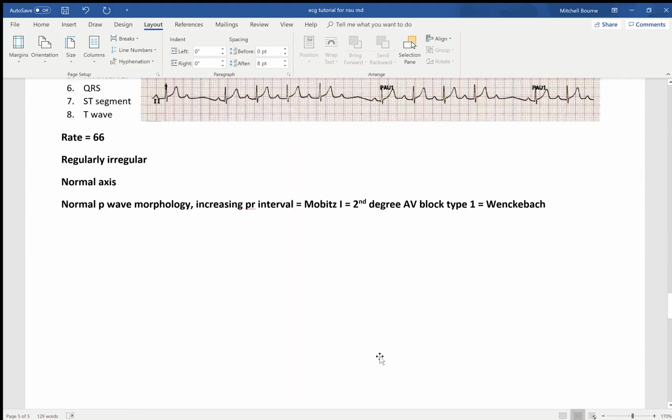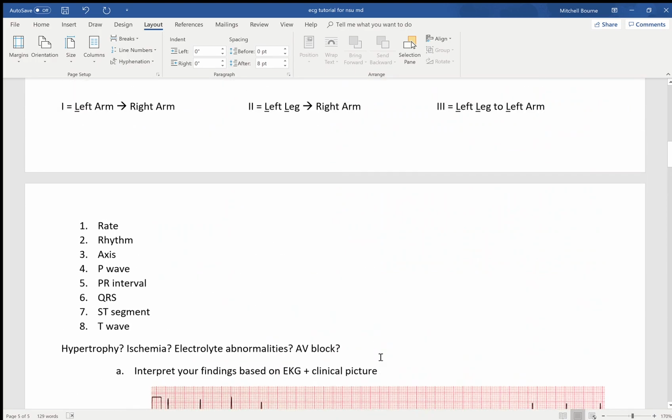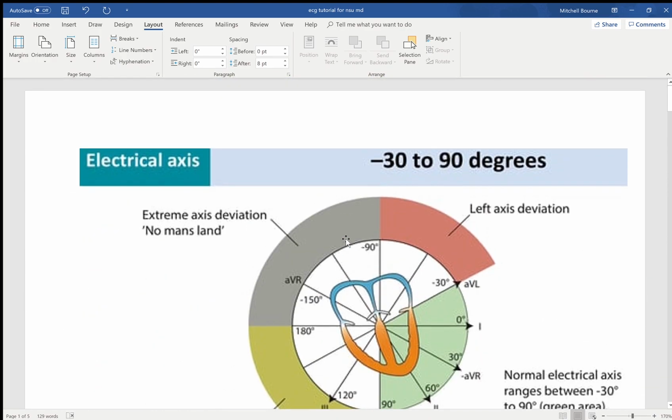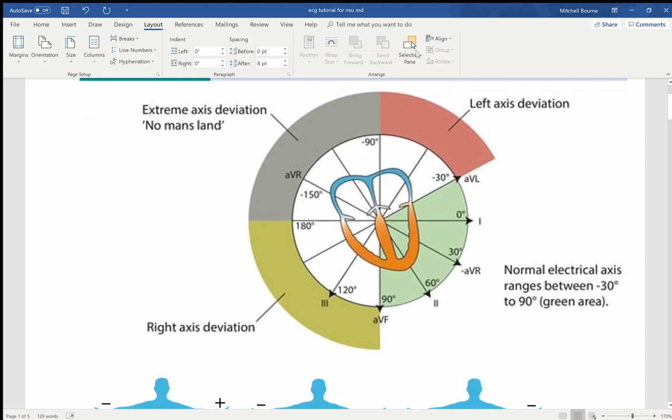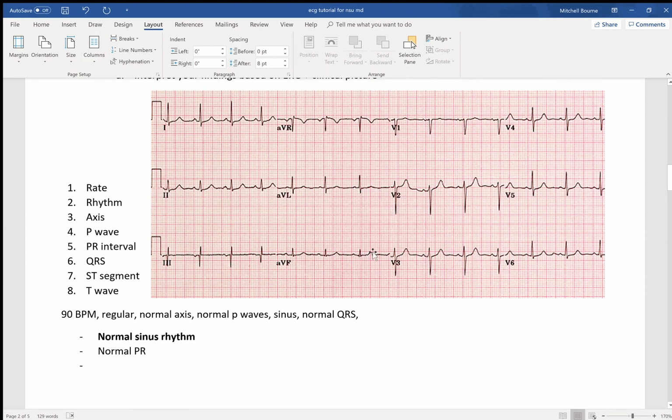But hopefully this was a good little run through of stuff we might not have covered today. Axis is probably the most confusing. If you have any questions about Einthoven's triangle or the axis, hit me up. I can show you different ways to calculate it and try to make sense of it in different ways. If you have any questions about interpretation, I'll do my best to help you.